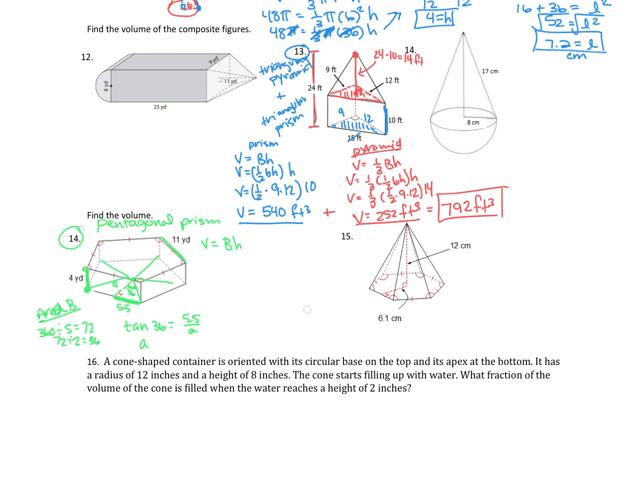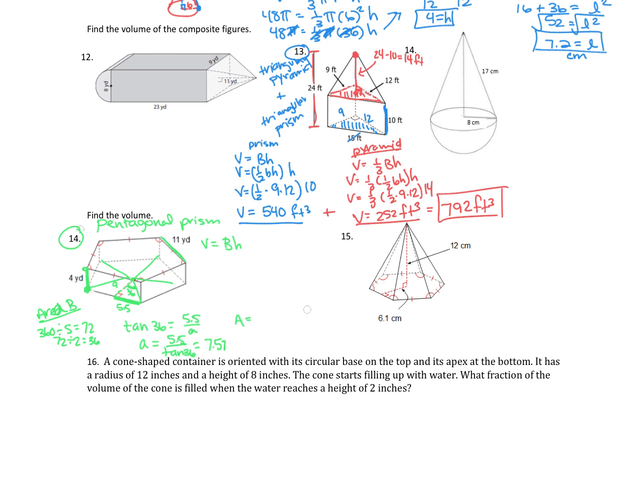Let's multiply that variable up to the other side. Let's divide that tangent 36 away, and when I do that math on my calculator, one of the ways you can write your answer is 7.57. So now I'm ready to do my area of that pentagonal base.